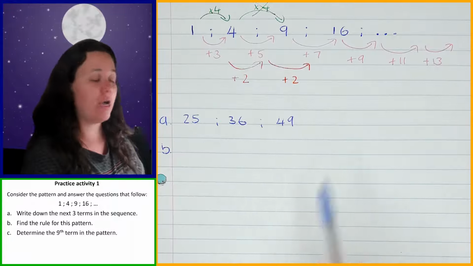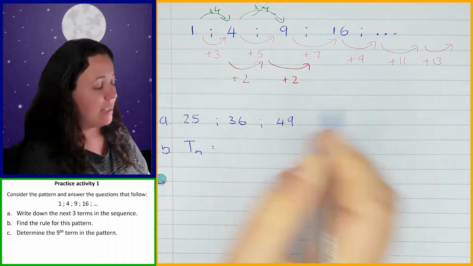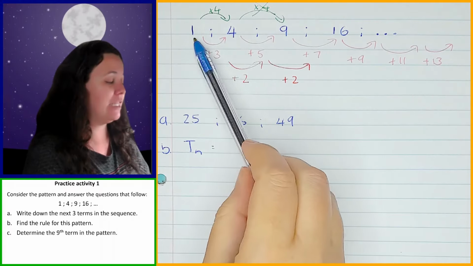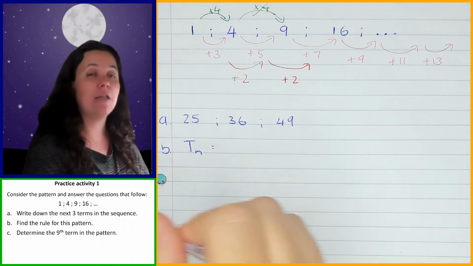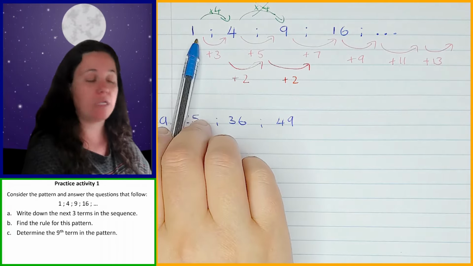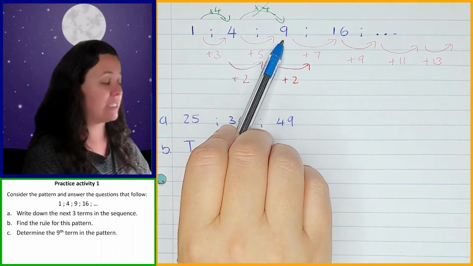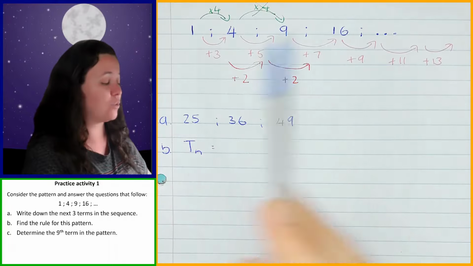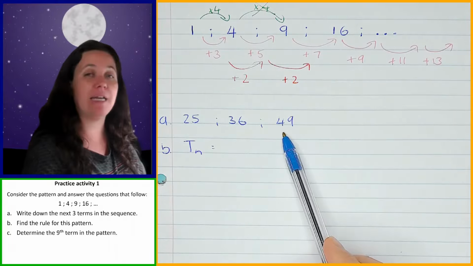Okay, so now let's go and try and see if we can figure out what the rule is. Now you may have noticed that these numbers are actually special numbers that you might recognize. These are our perfect square numbers. 1 is 1 squared, 4 is 2 squared, 9 is 3 squared, 16 is 4 squared, 25 is 5 squared, 36 is 6 squared, 49 is 7 squared.